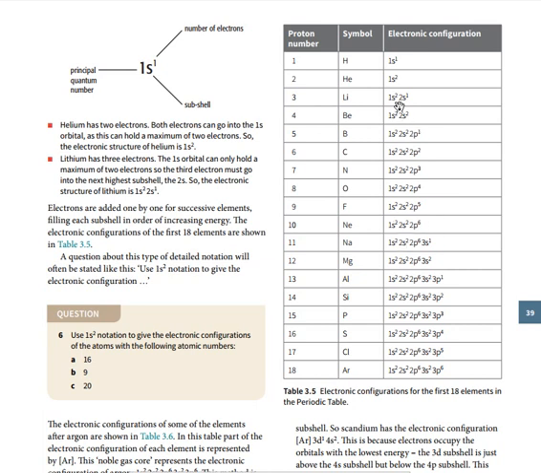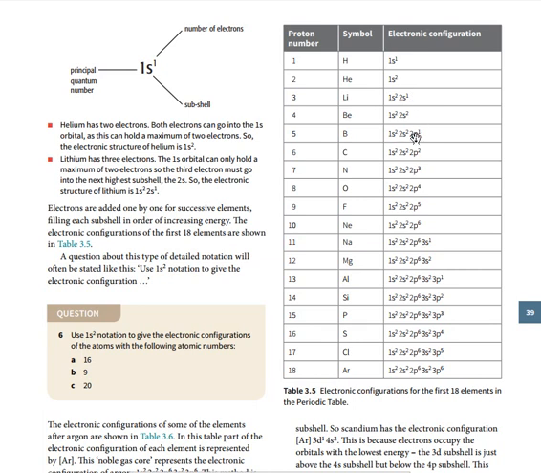I've initially told you that an s subshell is going to contain 1 orbital, a p subshell is going to contain 3 orbitals, a d subshell contains 5 orbitals, and each orbital is going to contain 2 electrons, which are going to move in opposite directions, controlled by the spin quantum number.